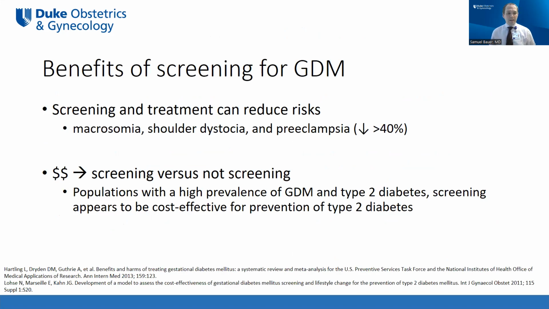Benefits from screening have been well documented within the literature. We know that screening for diabetes, when performed during the pregnancy, can allow for both lifestyle changes as well as therapies to help reduce maternal and fetal risk, including macrosomia, shoulder dystocia, and preeclampsia. There are also cost implications from screening versus not screening, and this has been modeled in several studies. When you're looking at populations with a high prevalence of gestational diabetes as well as pre-existing diabetes, screening appears to be cost-effective in the prevention of type 2 diabetes, mainly because of the lifestyle changes that are able to occur when identification has been made.